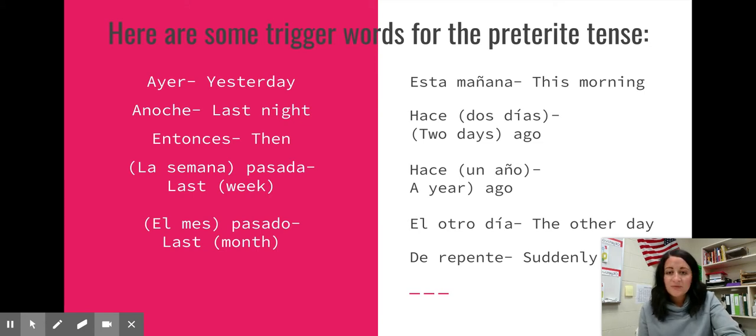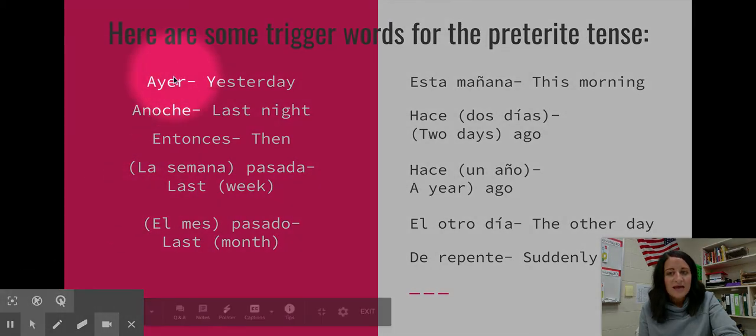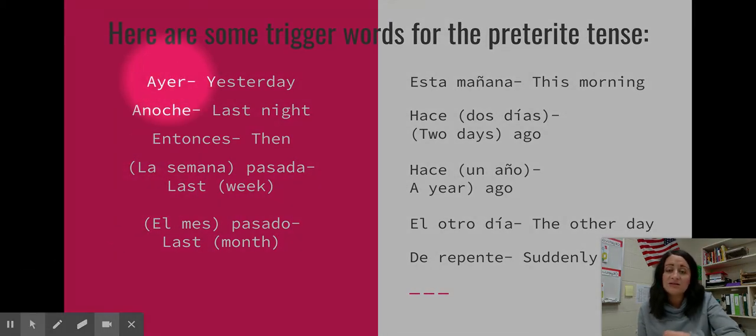Here are some trigger words for the preterite tense. Now, when I say trigger, a trigger word means that when we see these words, that is going to tell us you have to use the preterite tense right now. So if you can remember what words trigger the preterite tense, it actually makes it a lot easier to know what tense you need to go into. So the first one here is ayer. I don't think that's a new word anymore. Ayer means yesterday. So if we see the word ayer, it means, hey, use the preterite tense because we have a specific time. Another one, anoche.